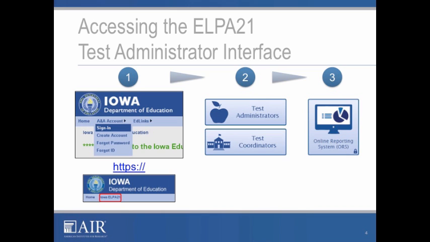Users can access the online reporting system in 3 easy steps. First, navigate to the Iowa Department of Education portal. Log in, select the appropriate organization in the upper right-hand corner drop-down menu, and then click Iowa ELPA21. You will be directed to the Iowa ELPA21 portal. On the left side of the page, click the appropriate role card. Finally, click the card for Online Reporting System to enter the ORS.